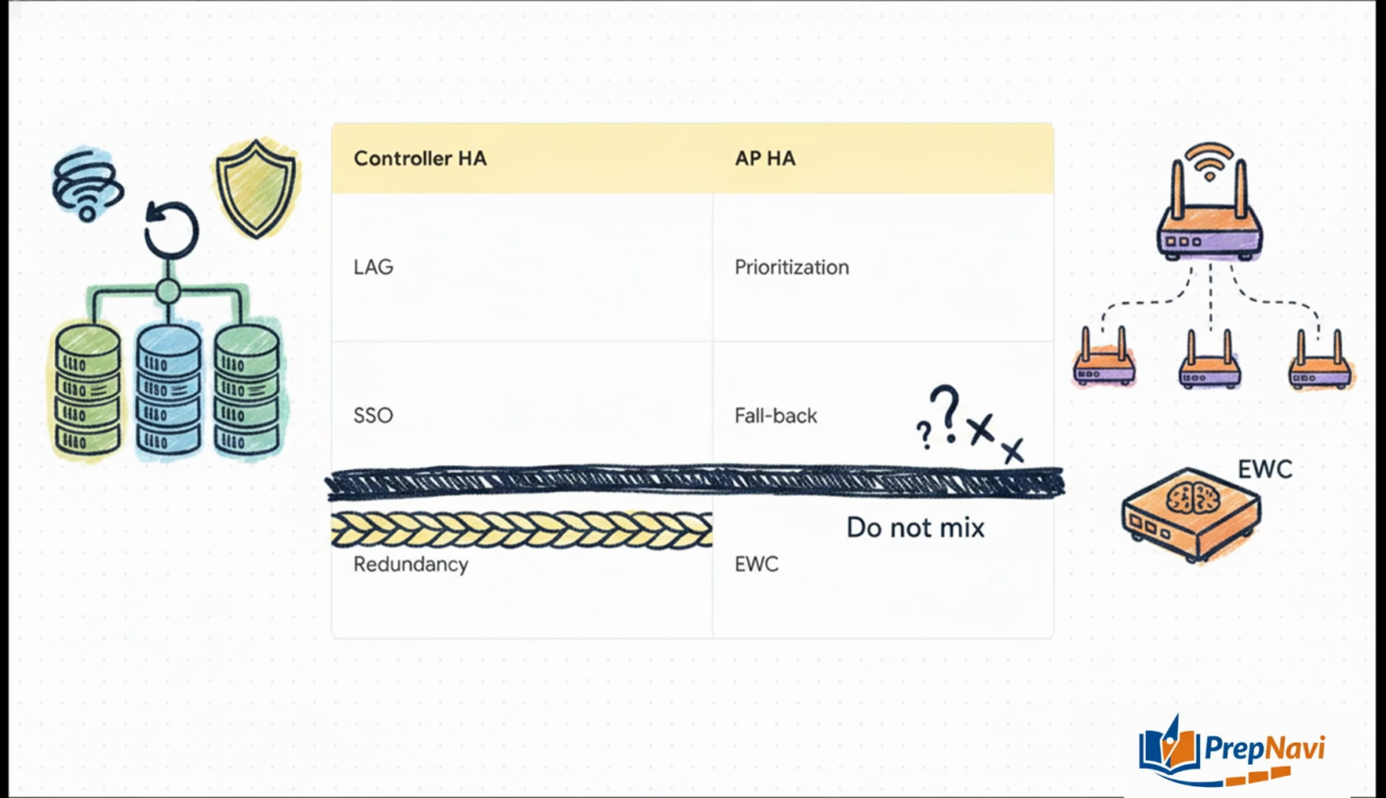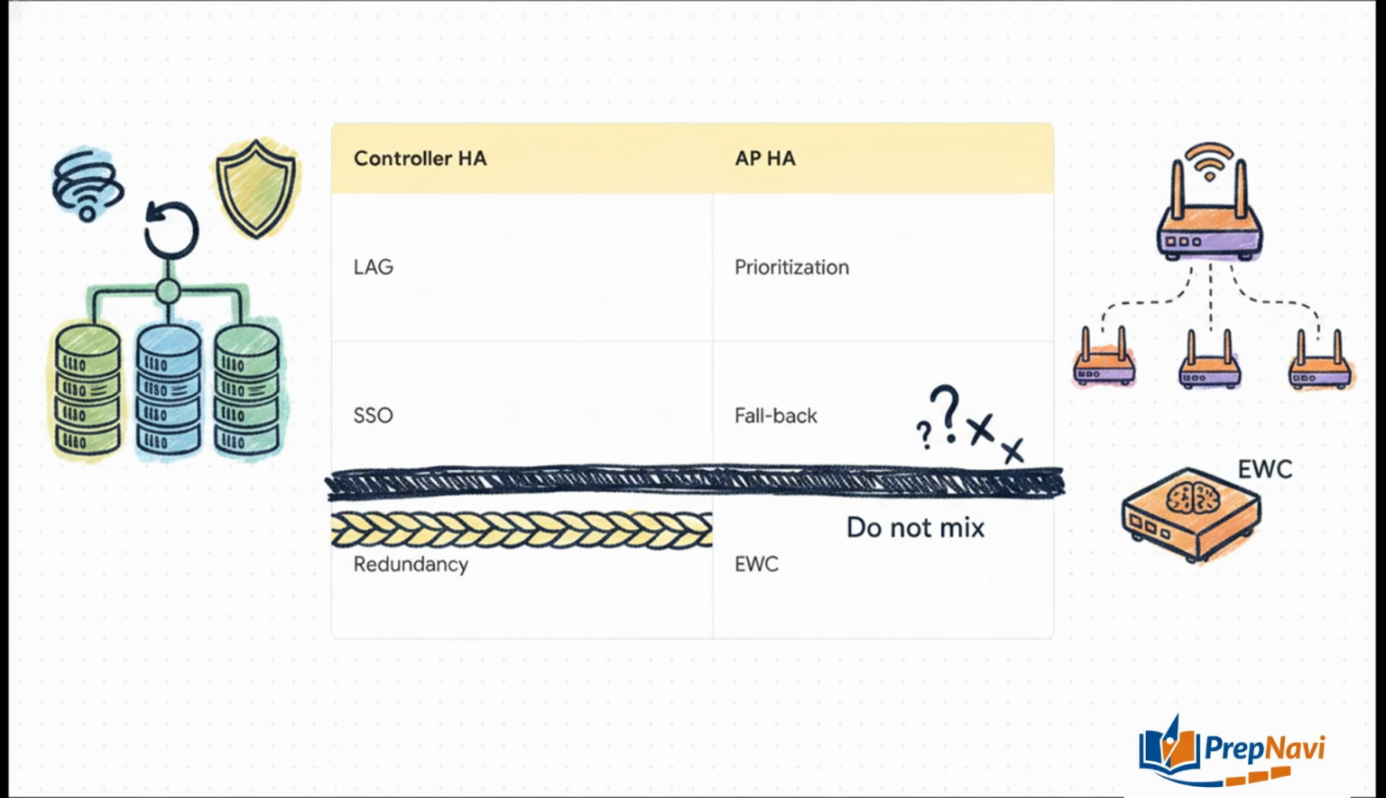You have to compare the differing high availability strategies required for controllers versus access points, so you don't get them crossed on test day. When you think about controllers, HA means network availability through link aggregation groups, stateful switchover, and controller priority and redundancy, including your anchor controllers. But for access points, HA is a completely different beast. It's all about AP prioritization, it's about configuring fallback, assigning primary, secondary, and tertiary controllers so the AP knows exactly where to go if its main brain goes offline.